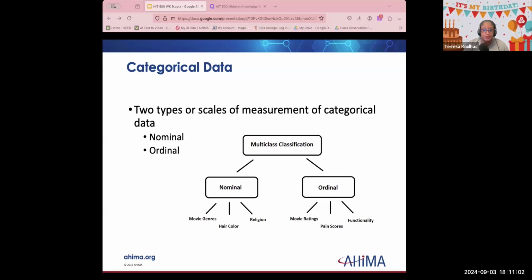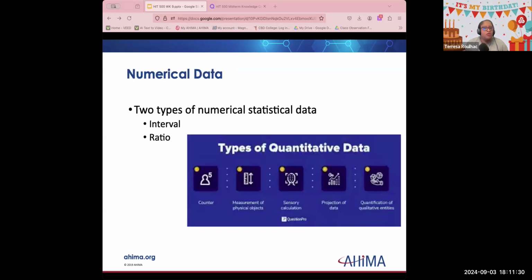That's nominal. When we get to ordinal, we are looking at categorizing things in an ordered way. And the order of the numbers is significant, but not the value of the numbers themselves. So the term ordinal is derived from the word to put something in order. Numeric data is number-based information. It can be statistically analyzed and calculated.